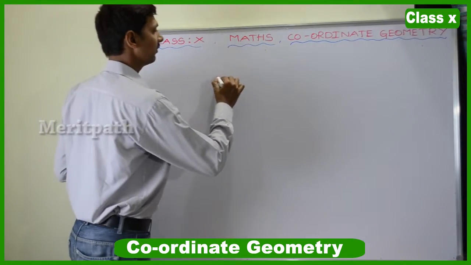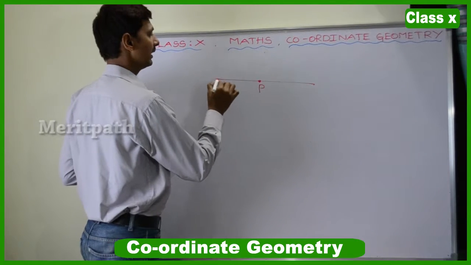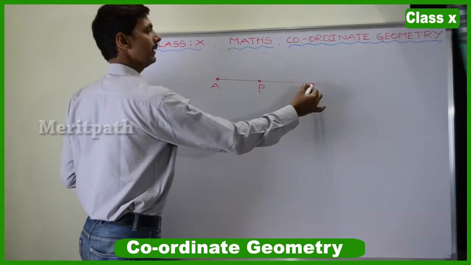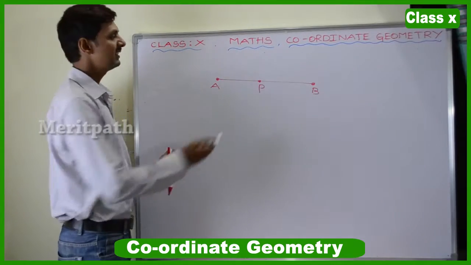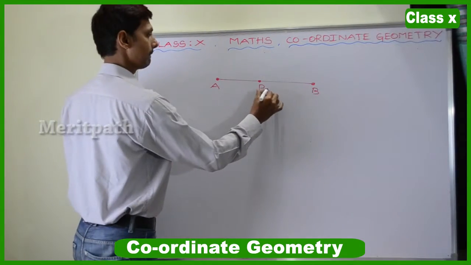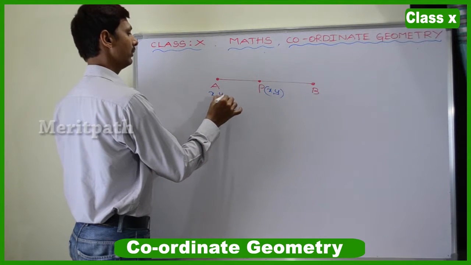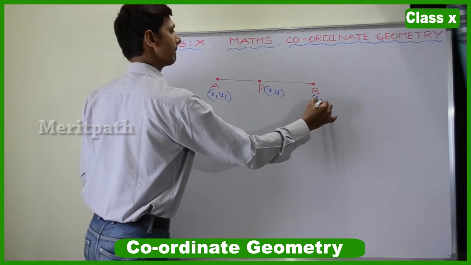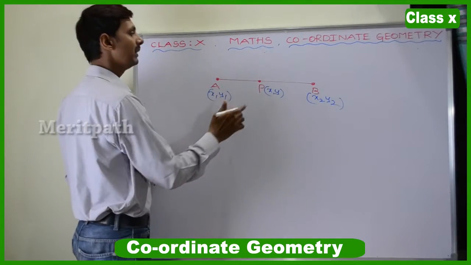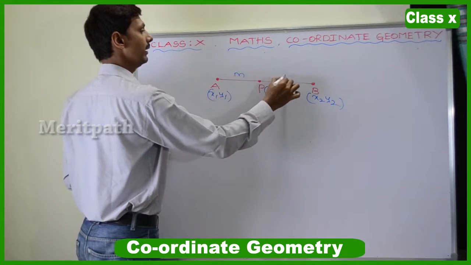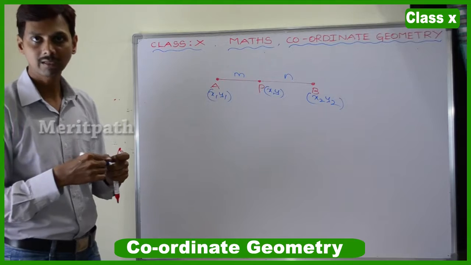P is a point that divides a line segment AB in the ratio of m is to n. P is a point (x, y), and it divides AB where the endpoints are (x1, y1) and (x2, y2). P is dividing AB in the ratio of m is to n, so we need to find the point P(x, y).